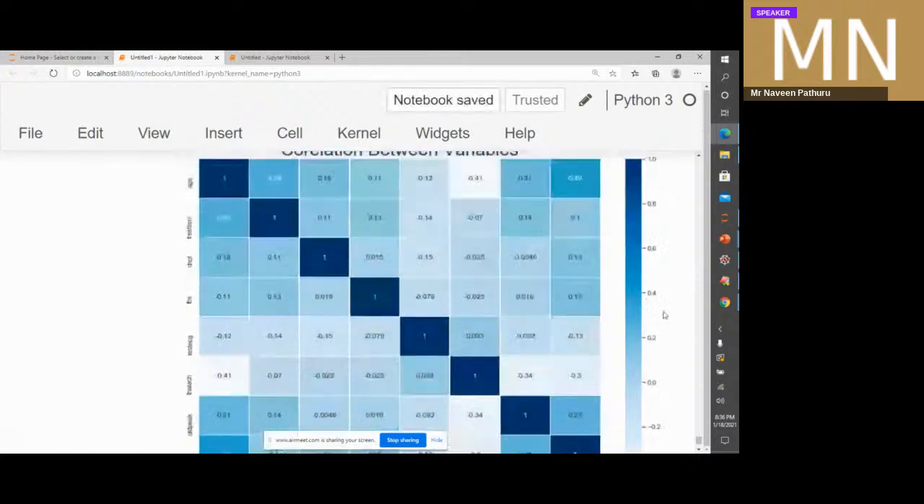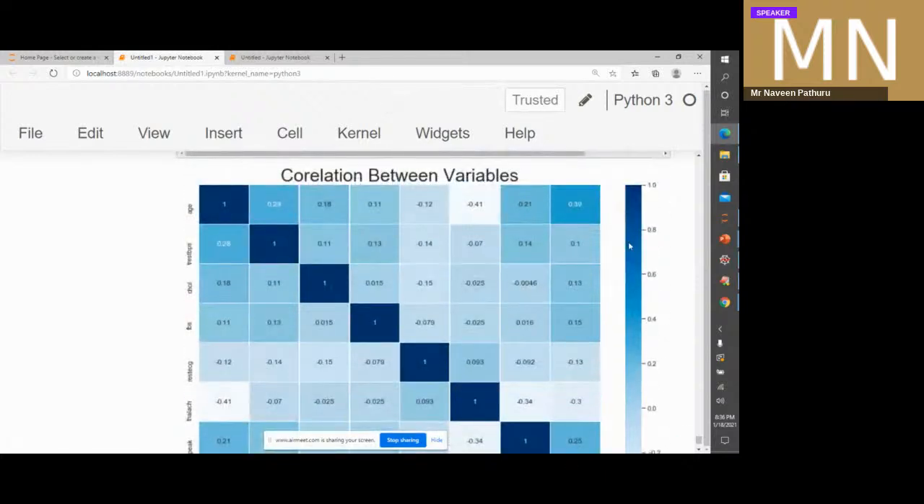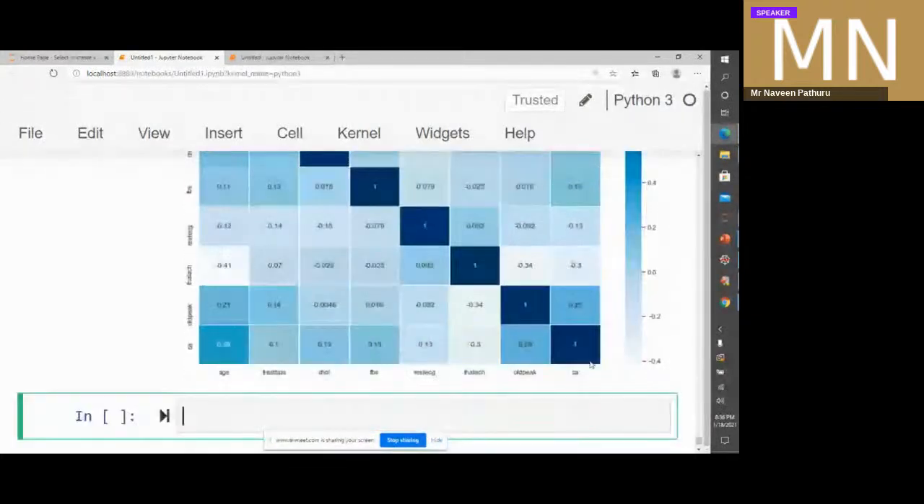Well, what that means is, as the intensity of the blue color is increasing, the magnitude is increasing. So if you notice here, on the diagonal you have all ones, that is correlating the same variable with the variable. That is not very useful.